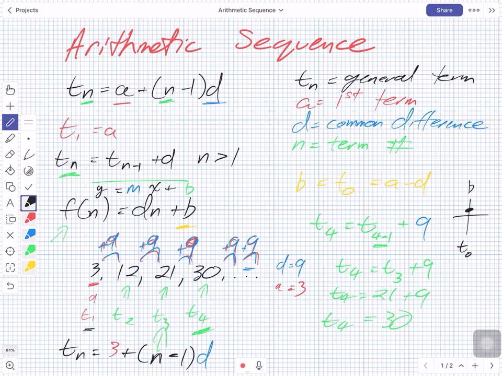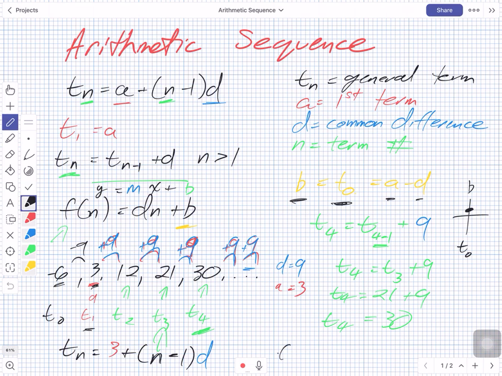So how would I find t at 0, given these patterns they've written out for us here? Here's our pattern. How could I find t at 0? That's right, we go back 9. So what would 3 subtract 9 be? That's right, -6. So with that being said, b is equal to t at 0, which is the same as a minus d. A was 3, we minus 9, 9 was d. We got -6. Wonderful.